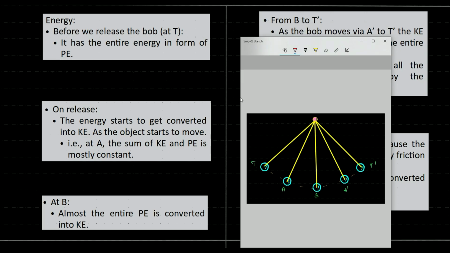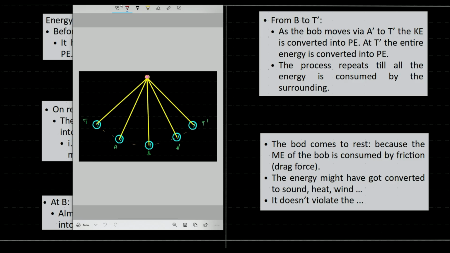Before we release the bob at T, it has the entire energy in the form of potential energy. On release, the energy starts to get converted to kinetic energy as the object starts to move. That is, at A, the sum of kinetic energy and potential energy is constant. At B, the entire potential energy is converted to kinetic energy. And from B to T dash, as the bob moves through A dash to T dash, the kinetic energy is converted to potential energy. That's how the energy gets converted, and that's why we have the potential energy as maximum and the kinetic energy becomes 0.